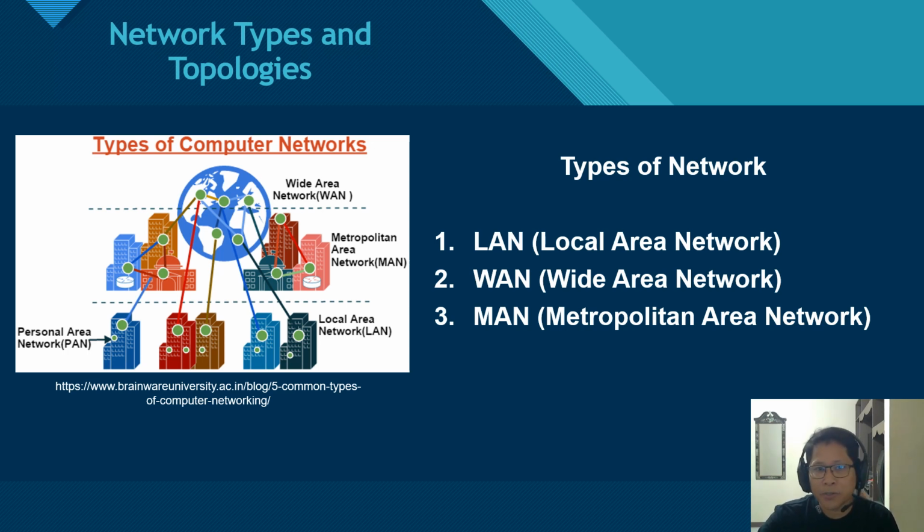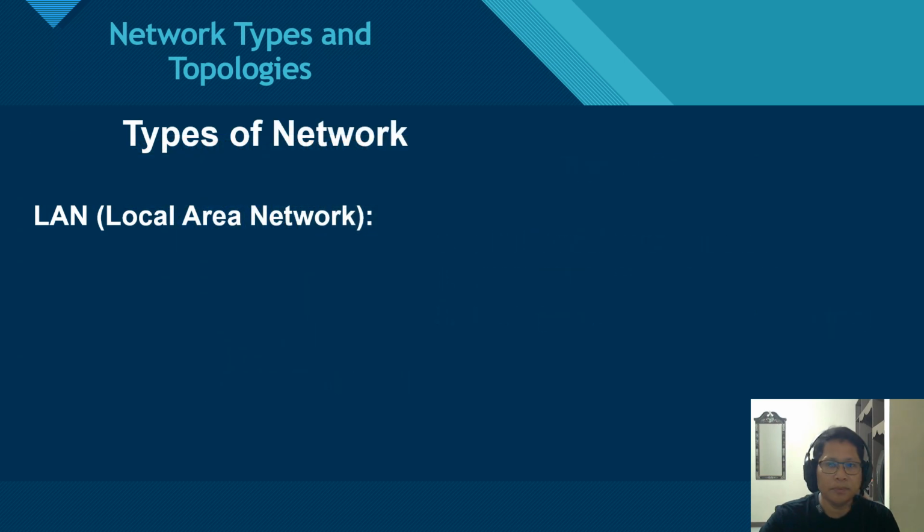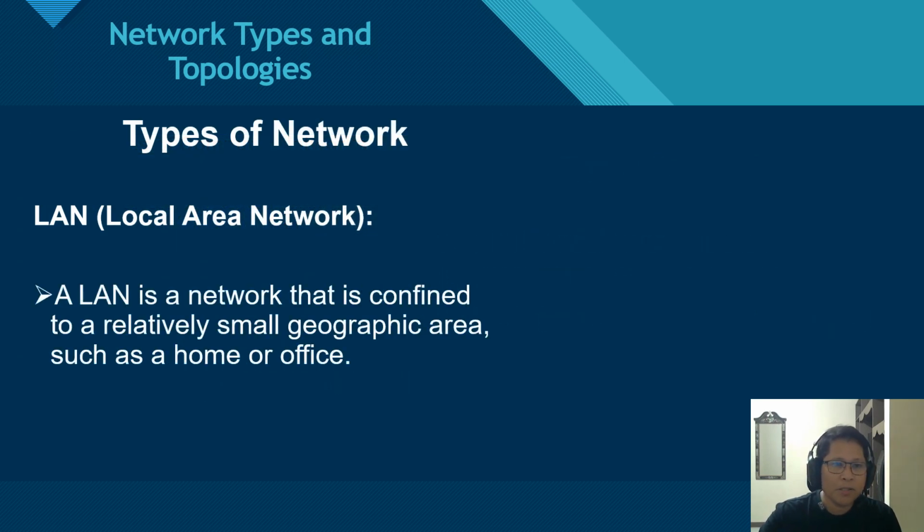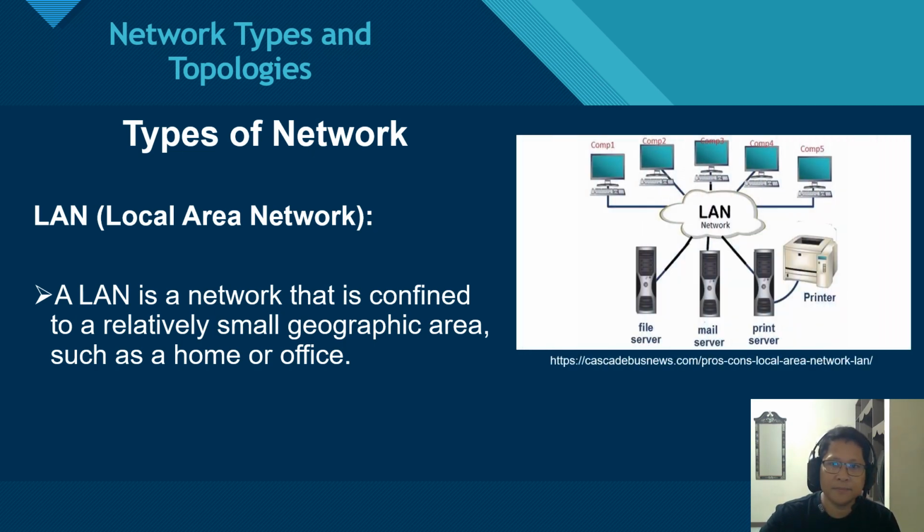Let's talk first about the local area network, or LAN. A local area network is a network that is confined to a relatively small geographic area, such as a home or office, like this. LANs typically use Ethernet or Wi-Fi to connect devices to the network.